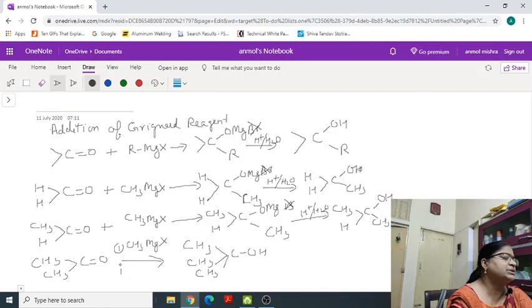The first step is addition of Grignard reagent, and second step is, so we can write down these reactions like this also in short. Next is addition of alcohol.